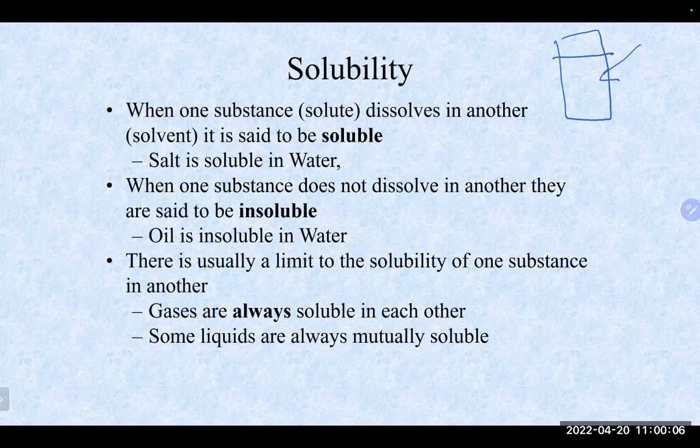When we take one substance that doesn't dissolve in another, it's said to be insoluble. As we just saw there, oil is insoluble in water. And if it's a solid, it won't dissolve. If it's two liquids, what you would see is some layering of the different liquids, like we saw in that last slide, where the oil layer is on top and the water layer is on the bottom.